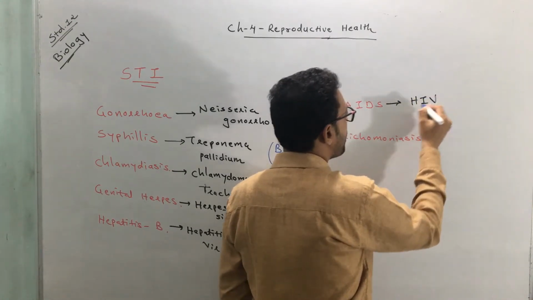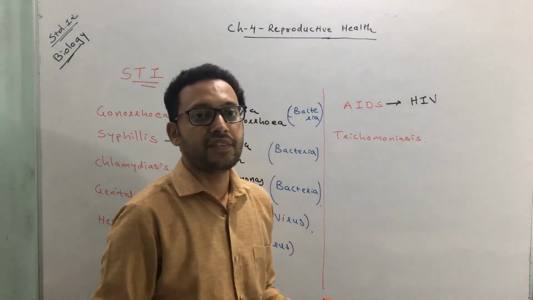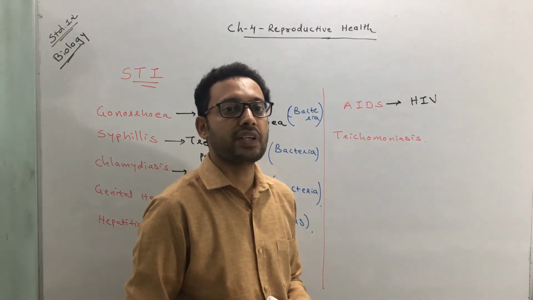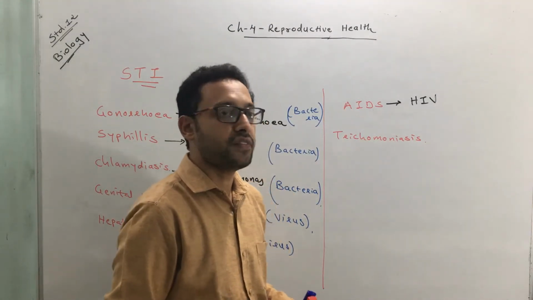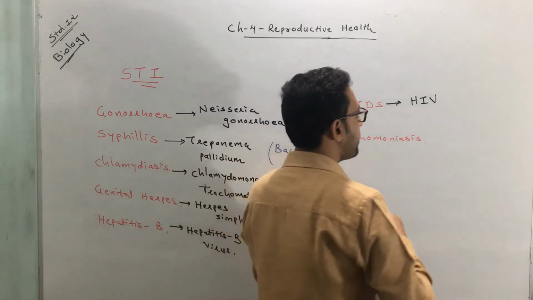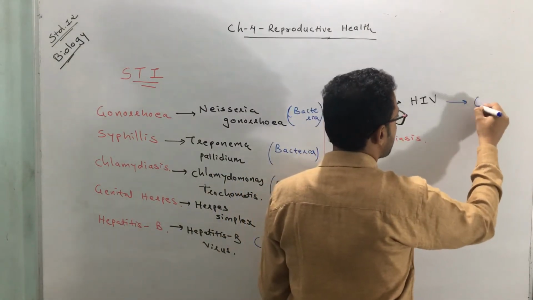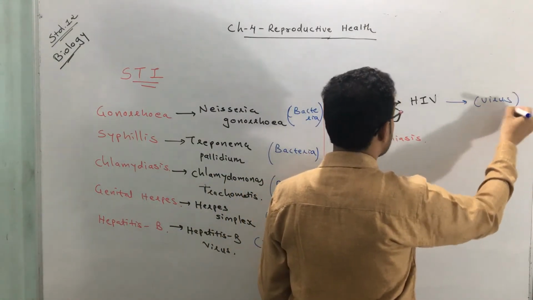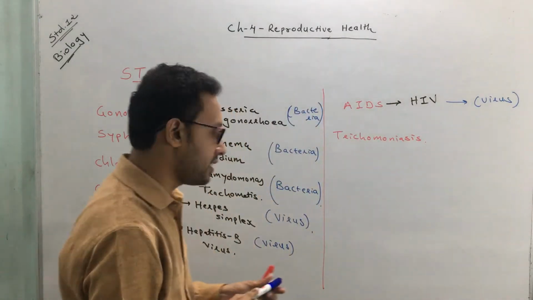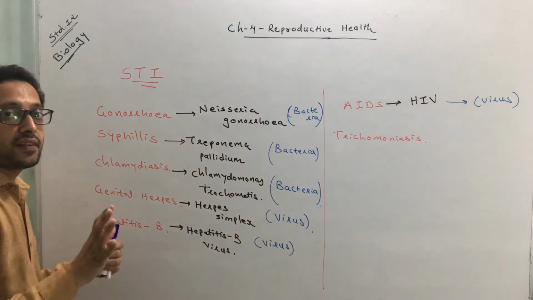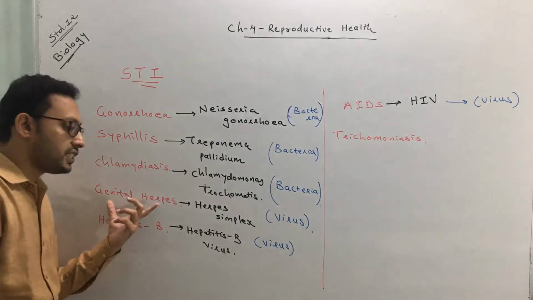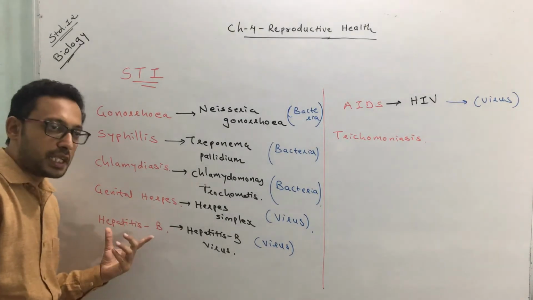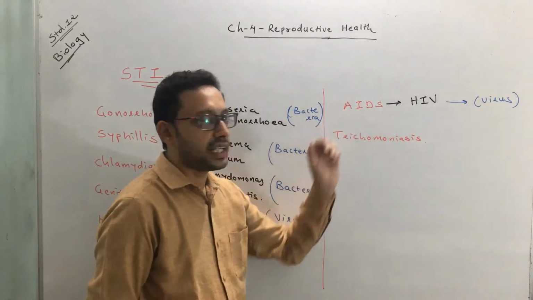The full form is human immunodeficiency virus. What is the full form of HIV? Human immunodeficiency virus. So it's a virus which causes AIDS. So these are the three diseases caused by viruses: first is genital herpes, second is hepatitis B, and third is AIDS.